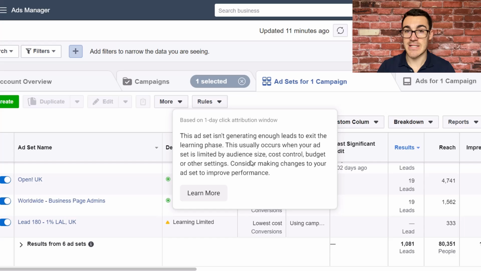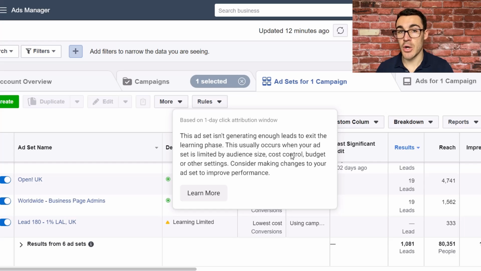So as you can see what Facebook says here, they make some recommendations. The first thing I would look to do if you see learning limited is increase your audience size. It's usually very easy to do if you're using, let's say, a 1% lookalike, for example. You can change that to a 3% or a 5% lookalike, maybe to a 10% lookalike if you're advertising on a local basis. So that's the first and easiest thing to do. Adjust audience size, you don't need to spend any more money, and see how that performs.